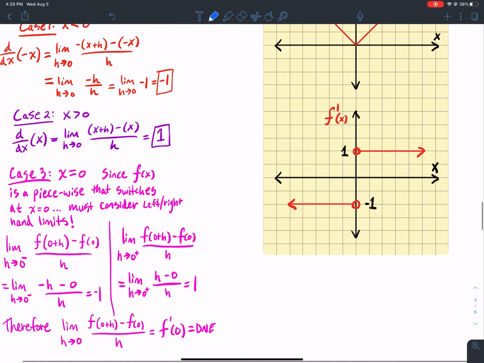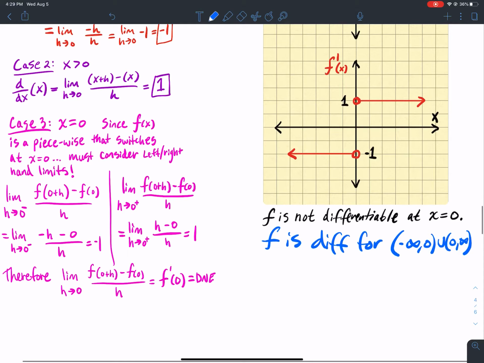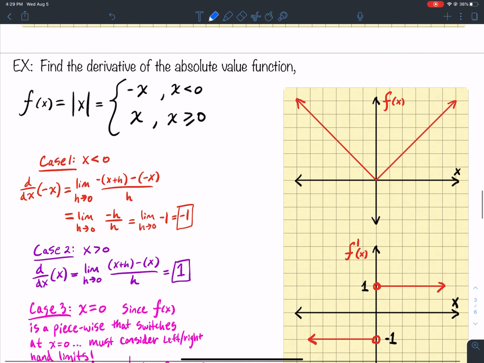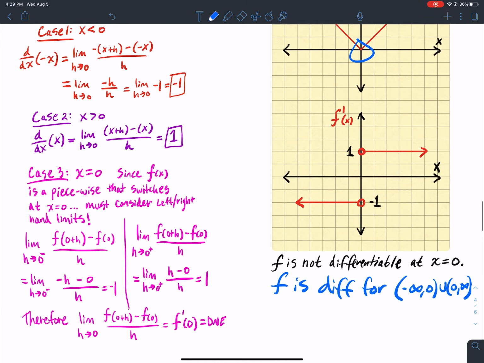So what does this tell me? That tells me that f is not differentiable at 0, okay? But f is differentiable for negative infinity to 0 union 0 to infinity. So the absolute value function is differentiable everywhere except for at that sharp turn right there. That's the only place that it's not differentiable, okay?